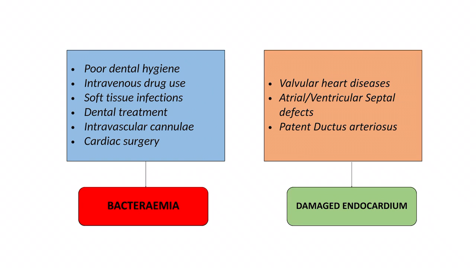In these conditions of the heart, the normal laminar flow of the blood, which is unidirectional, changes to a retrograde and regurgitant jet. So because of the turbulent jet, a high velocity blood column hits the endocardium vigorously and thus damages the endocardium. So bacteremia and damaged endocardium are the two prerequisites for infective endocarditis to occur.